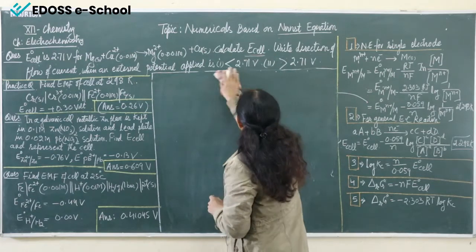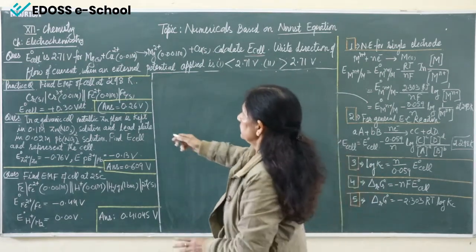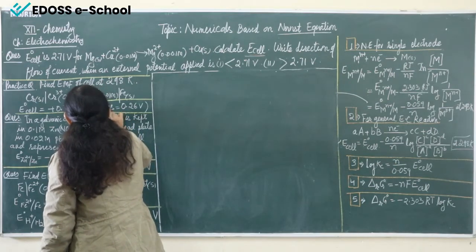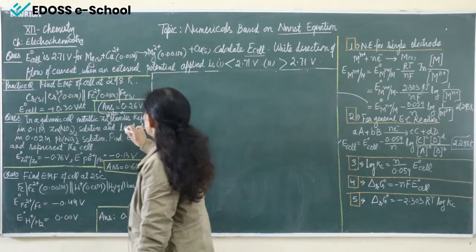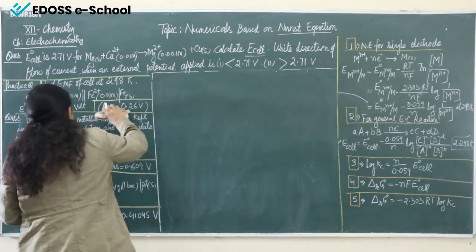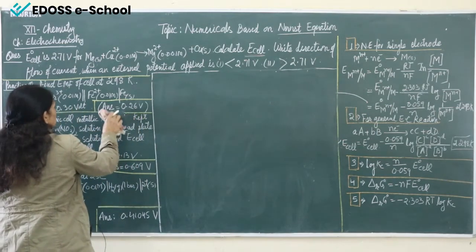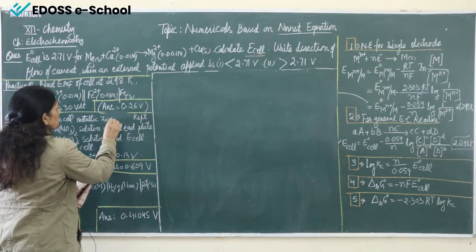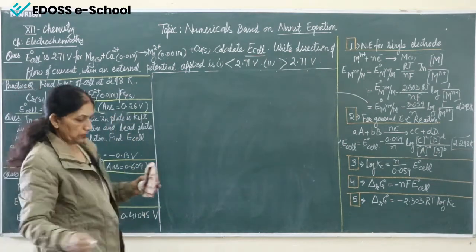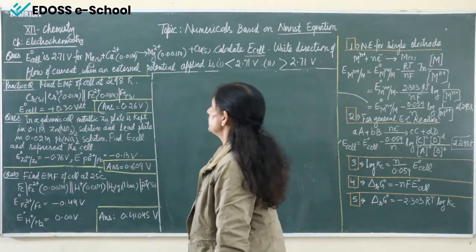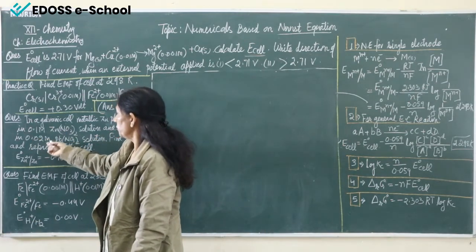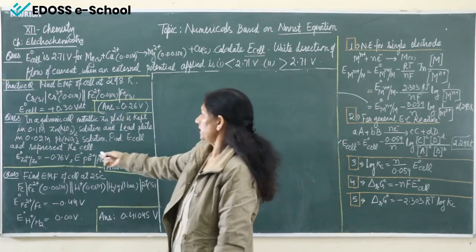Now see, the question is: in a galvanic cell, a metallic zinc plate is kept in 0.1 M zinc nitrate solution and a lead plate in 0.02 M lead nitrate solution. Find E of the cell and represent the cell.